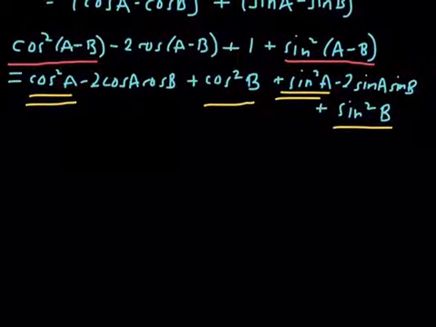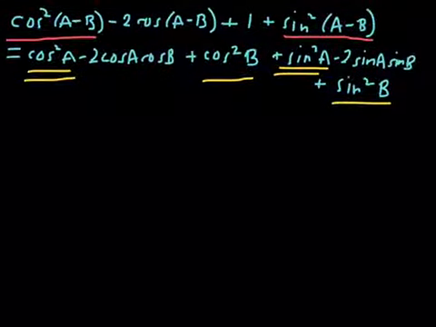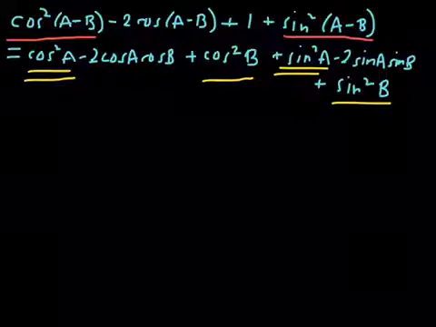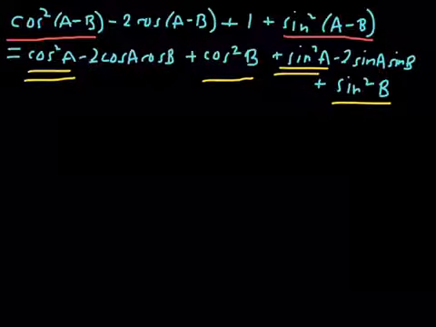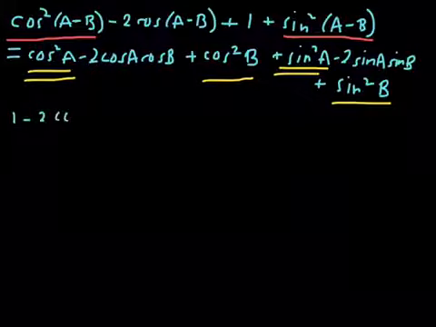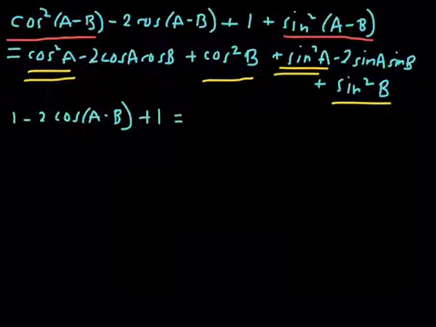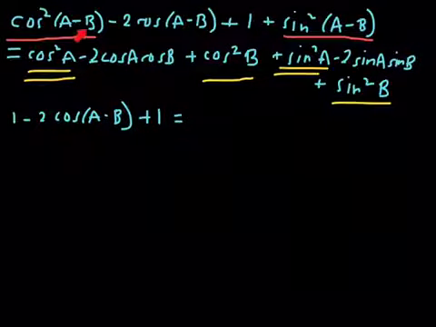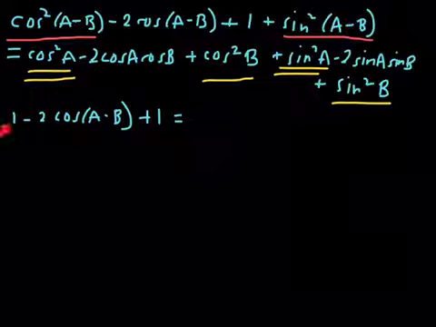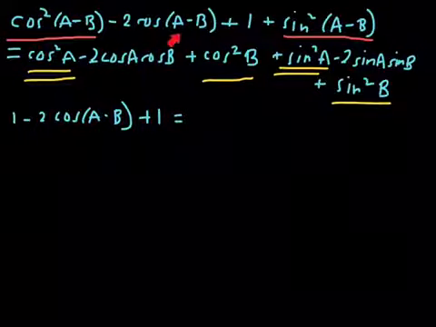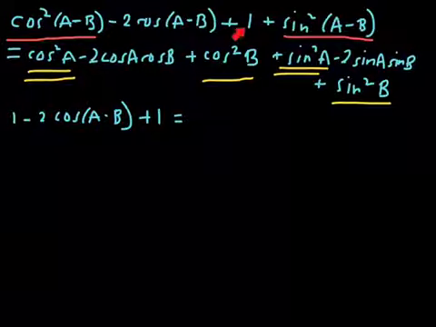I think that's what we want to be here. Right there. All right, so on the left-hand side I have 1 minus 2 times cosine of A minus B plus 1 is equal to... let me highlight what I just did. This plus this is 1. That's what this 1 is. Then I brought down this term right here, and then this 1 right there is that 1.